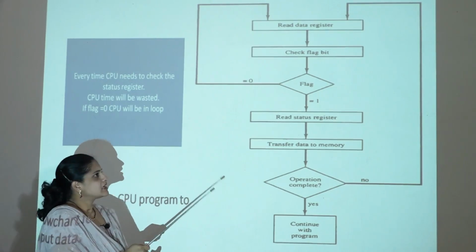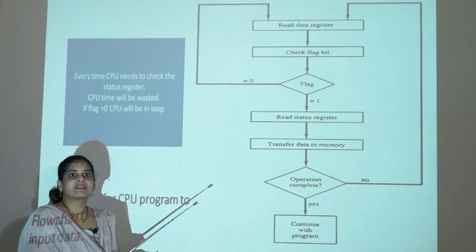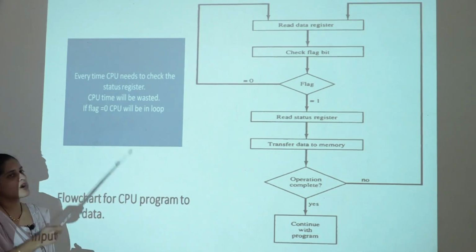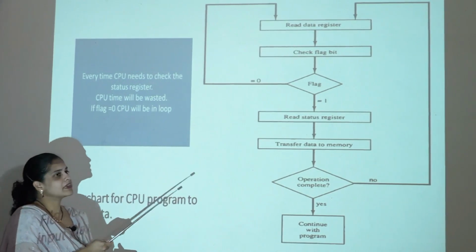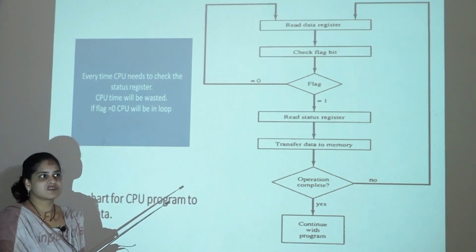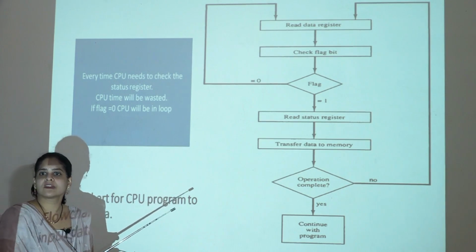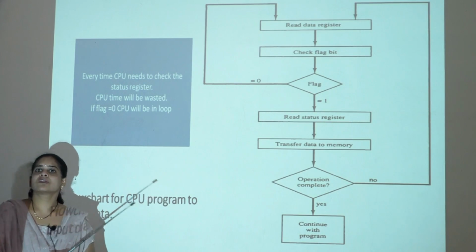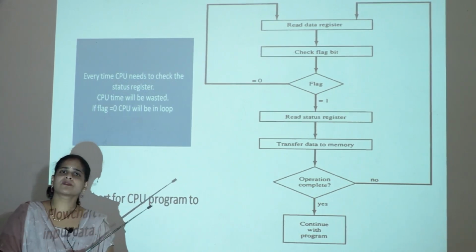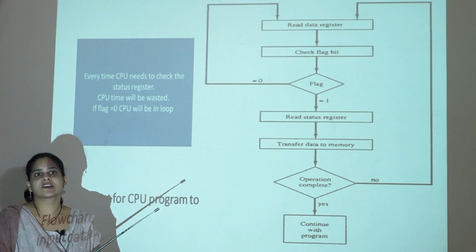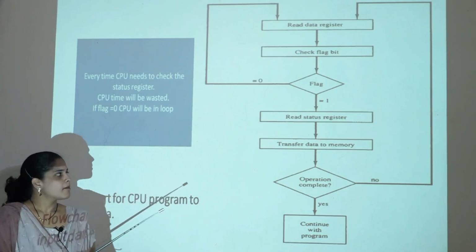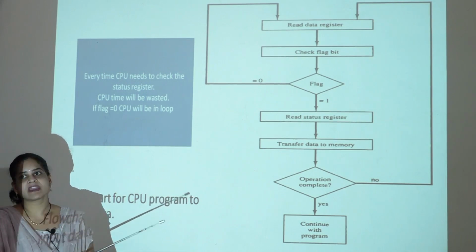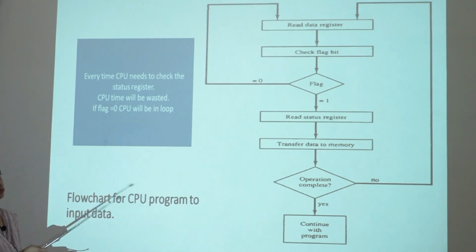And consider it may take 1 hour or 2 hours, we do not know when the data will be available in the data register. So the CPU keeps on looping, checking for the flag bit until the data is available, which doesn't make any sense, because the CPU is wasting a lot of its time in checking the flag bit. As we already know, the main purpose of the CPU is to execute the instructions, thereby increasing the throughput of the computer. But here the CPU is wasting most of its time in checking the flag bits, which is one of the major drawbacks of programmed IO.